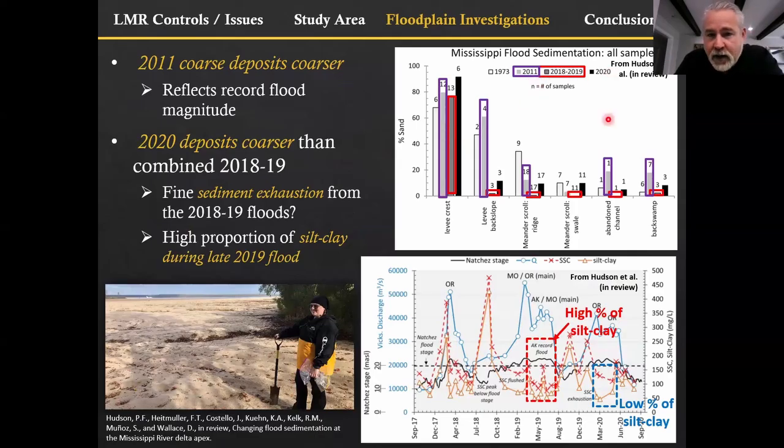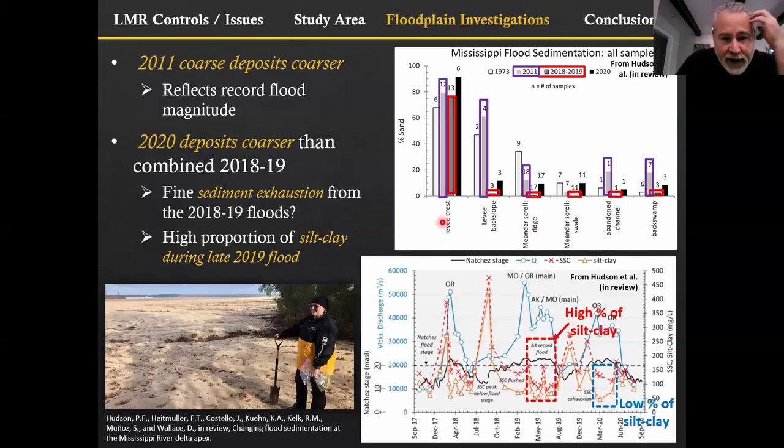So taking all four of these different studies combined, 1973, 2011, the combined 2018, 2019, and 2020 floods, we can see that we overall had relatively coarse deposits in 2011 in terms of percent sand, especially as we get to the more distal parts of the floodplain. We also see that the combined deposits of 2018 and 2019 were generally thicker, as we saw before. And so we have different questions about what was going on, why deposits were thicker in 2018-2019 compared to 2020, why 2020 deposits may have been a little bit more coarse-grained than combined 2018-2019.